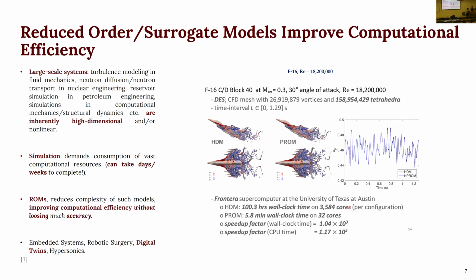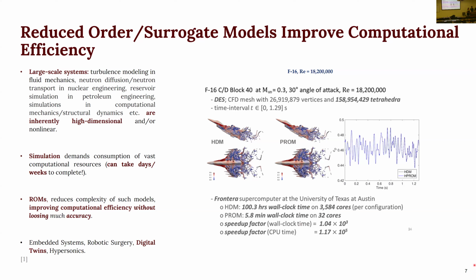This high-dimensional model requires approximately 100 hours wall clock time on 3,584 cores on the Frontera supercomputer at UT Austin for just 1.3 seconds of simulation time. Okay. You can see right away what kind of troubles we can get into.